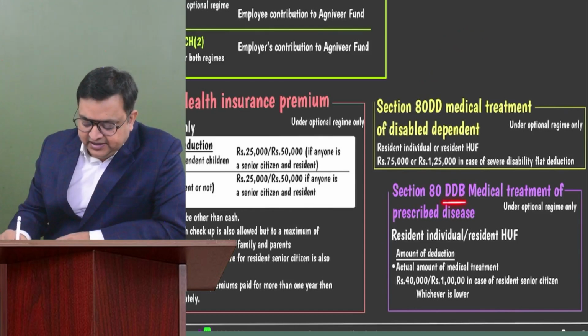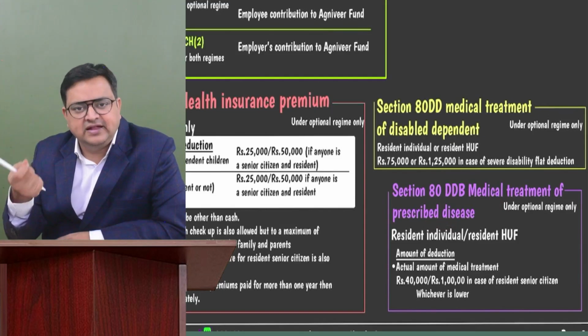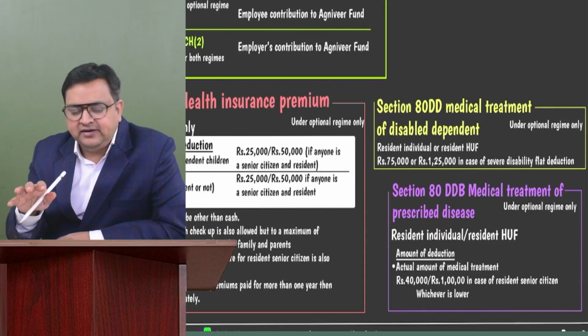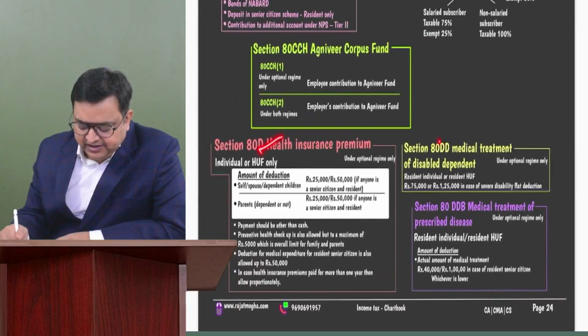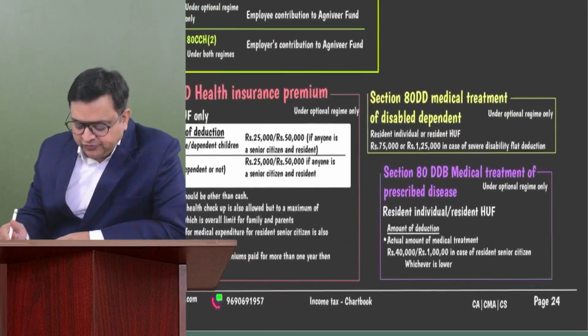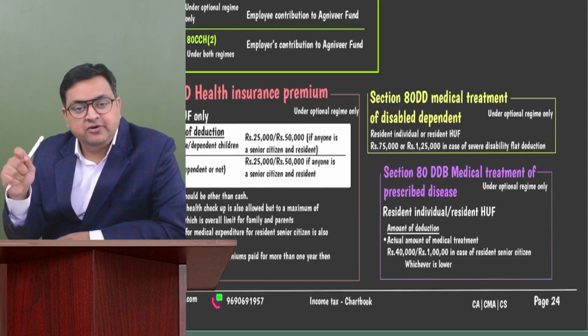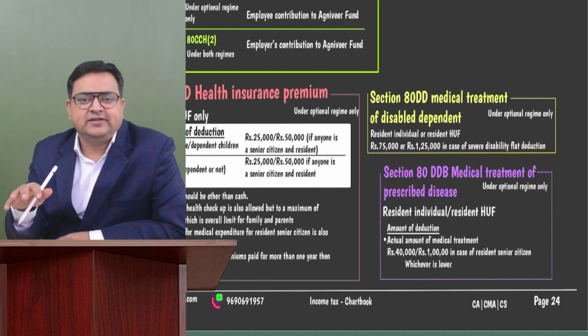Next section is 80DDB. It is medical treatment of prescribed disease. Prescribed disease like tuberculosis, cancer, HIV, etc. All these, 80D, 80 double D, DDB, are available under optional regime only. So 80DDB says that whatever is the expenses incurred on medical treatment of prescribed disease, it should be prescribed disease only, or rupees 40,000, whichever is lower.